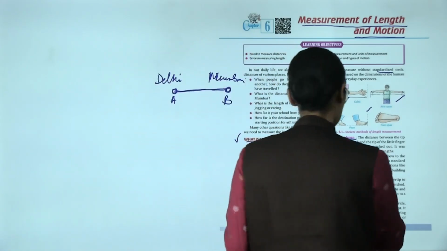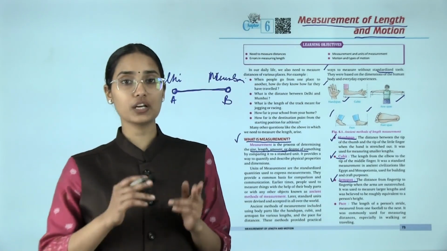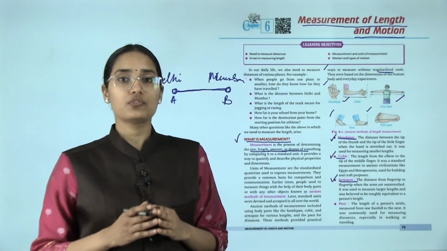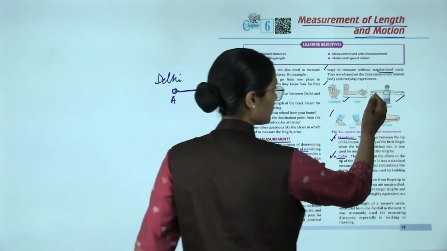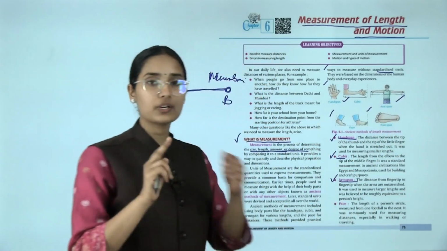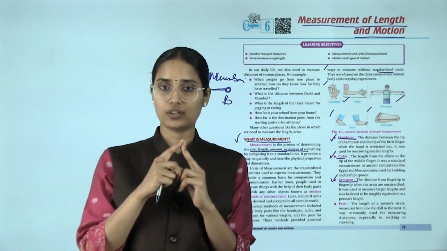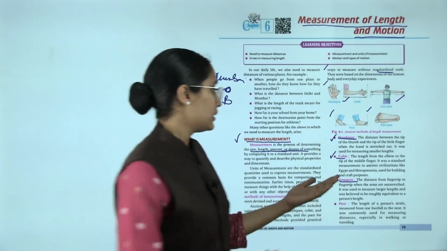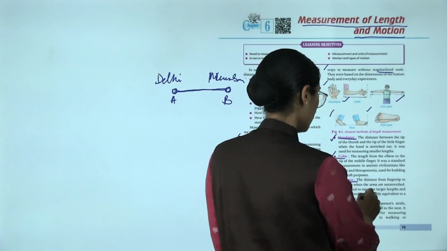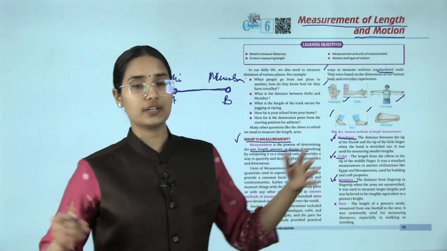Now comes the arm span. The distance from fingertip to fingertip when the arms are stretched out. Let's say this person has completely opened his arms. So from one fingertip to the fingertip of the other arm, that's called one arm span. It was used to measure larger lengths.